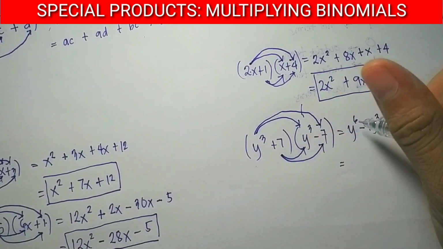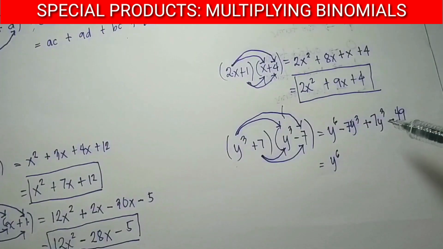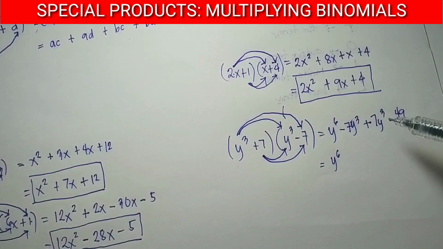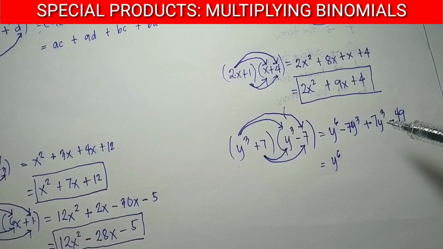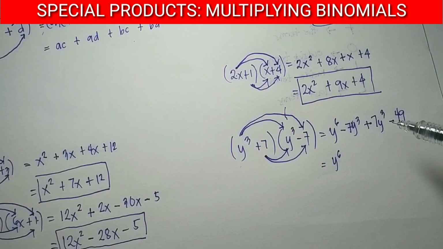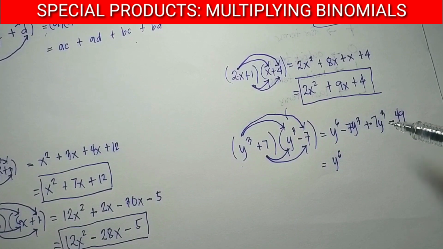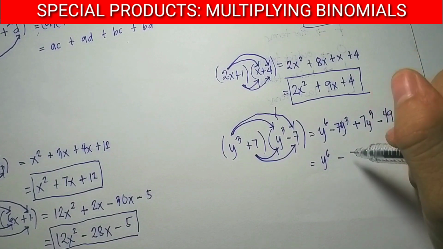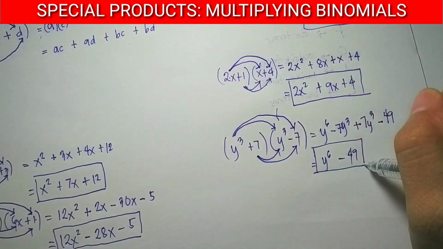So mag-simplify na ta. So we have y to the power of 6. Ang parihag term kini sila duha. So negative 7y cubed plus 7y cubed. Dili siya parihag sign. So meaning ato siyang i-minus. So negative 7 og 7. I-minus man siya ang duha ka 7. So that is 0. So wala na siya nga term kay 0 naman daw. So ang nabilin kini na lang negative 49. So mao na ni atong product.